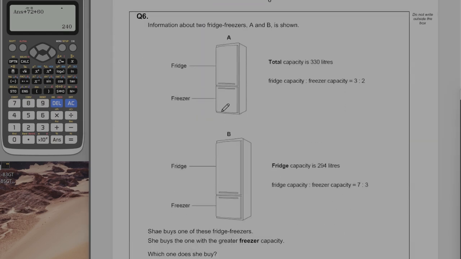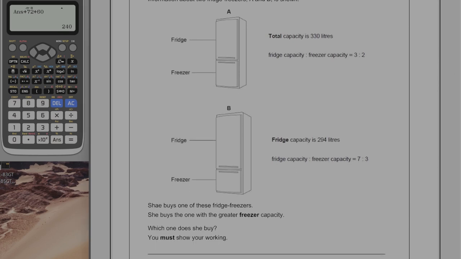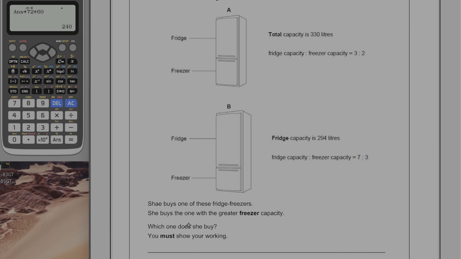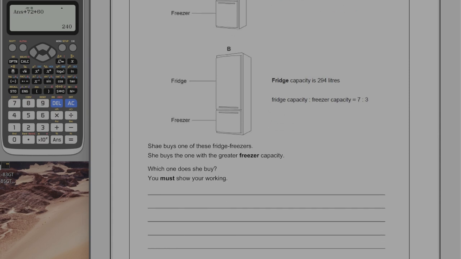Right, question 6. Information about two fridge freezers, A and B, is shown. Fridge freezer A has a total capacity of 330 and a fridge capacity to freezer capacity ratio of 3 to 2. Fridge freezer B has a fridge capacity of 294 and a fridge capacity to freezer capacity ratio of 7 to 3. Shay buys the one with the greater freezer capacity. Which one is she going to buy? Show your answer. So if we look at A first of all, I want the freezer capacity for them both.